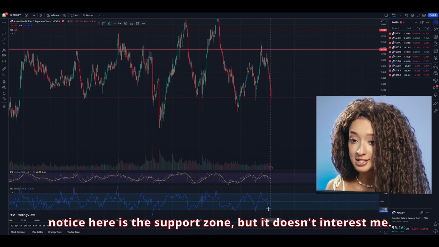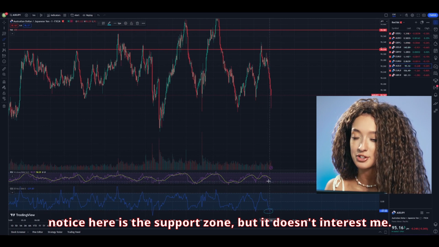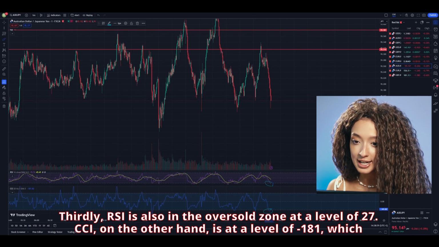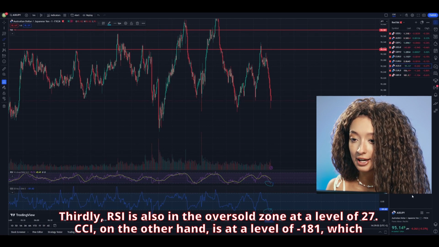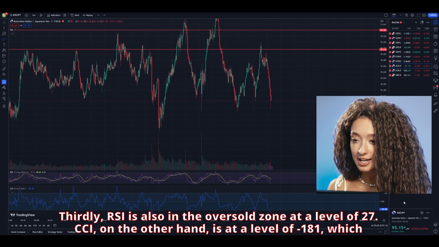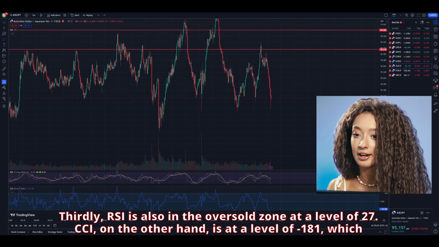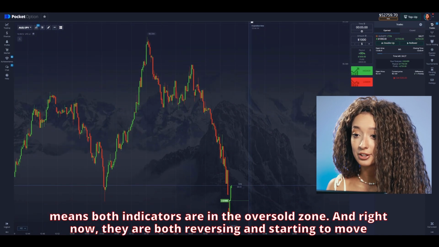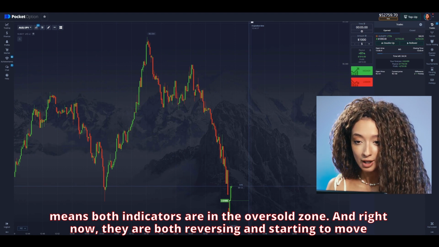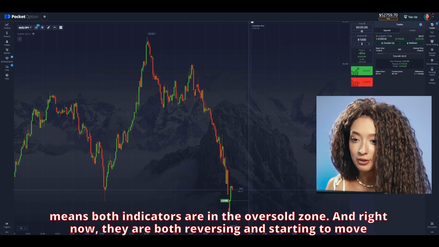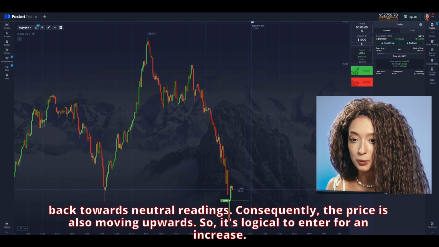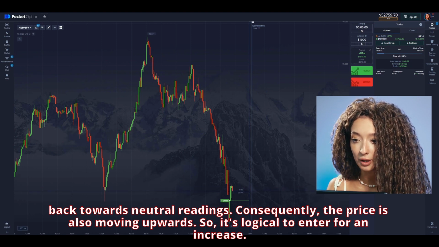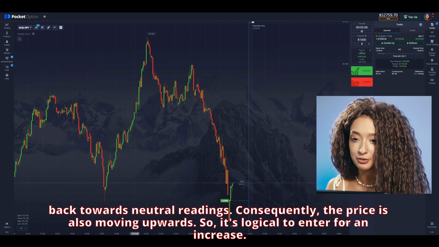The first thing that we notice here is the support zone, but it doesn't interest me. The second point is the CCI is in the oversold zone. Thirdly, RSI is also in the oversold zone at a level of 27. CCI, on the other hand, is at a level of minus 181, which means both indicators are in the oversold zone. And right now, they are both reversing and starting to move back towards normal readings. Also, the price is moving upwards, so it's logical to enter for an increase.